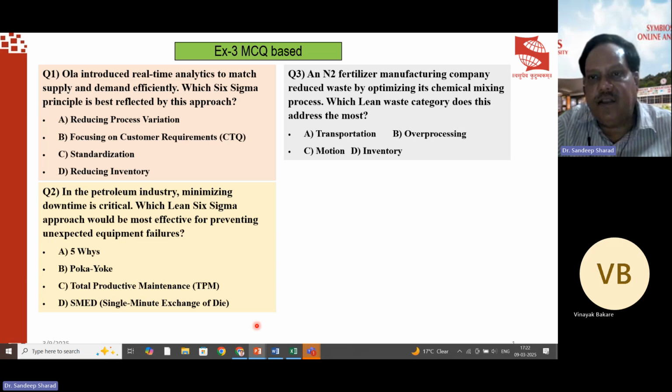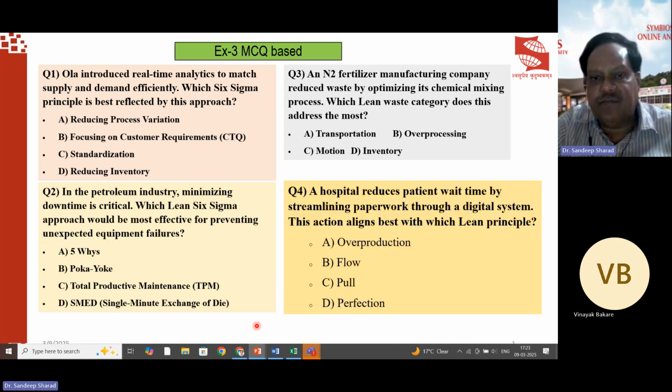A nitrogen fertilizer manufacturing company reduces waste by optimizing its chemical mixing process. Which lean waste category does this address the most? Transportation, overprocessing, motion, or inventory. Company reduces waste by optimizing its chemical mixing process. So I think it is overprocessing.